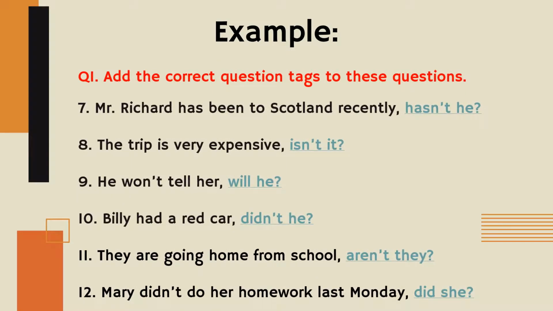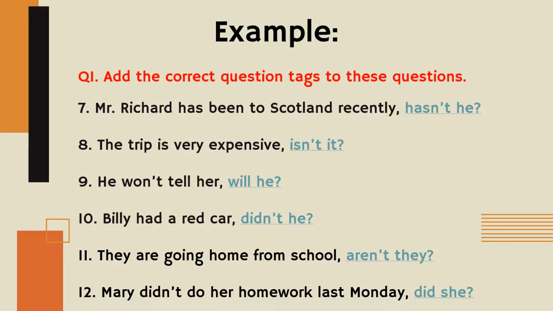Example: add the correct question tags to these questions. So the question tags are already added. So let us see few examples of question tags. Seventh one is Mr. Richard has been to Scotland recently, hasn't he? So it is a positive statement and will change to negative. So the question tag added to the seventh statement is hasn't he.